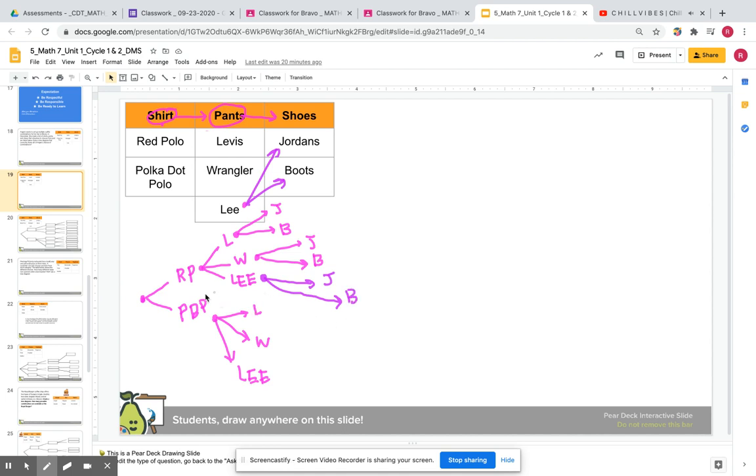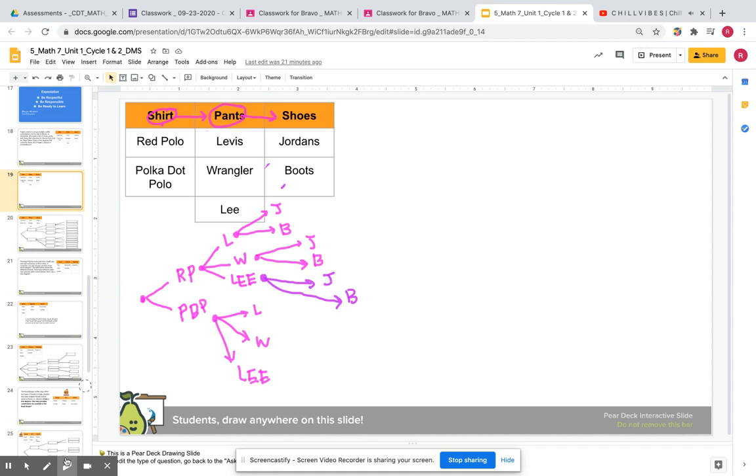We repeat this again for the polka dotted polo because that's a different type of shirt. We just took care of the red polo. Now we have to redo everything again for the polka dotted polo. So I'm going to go ahead and start with that one.